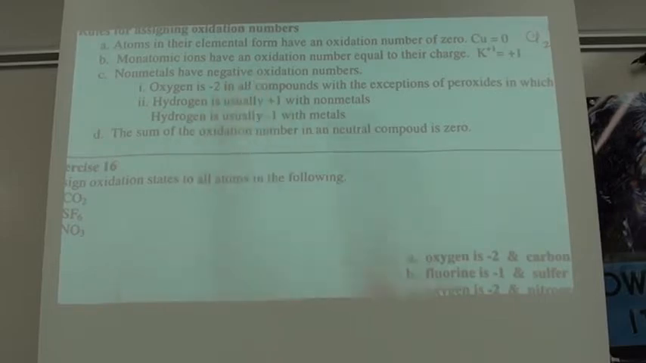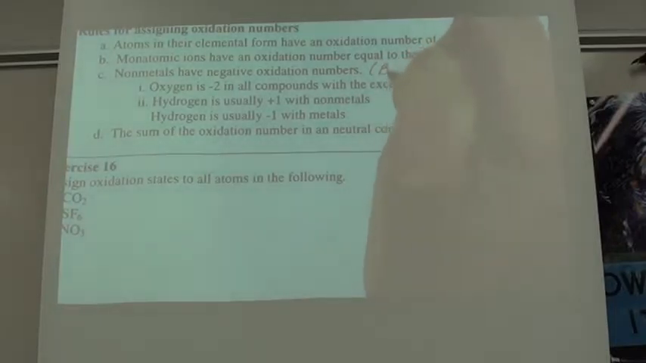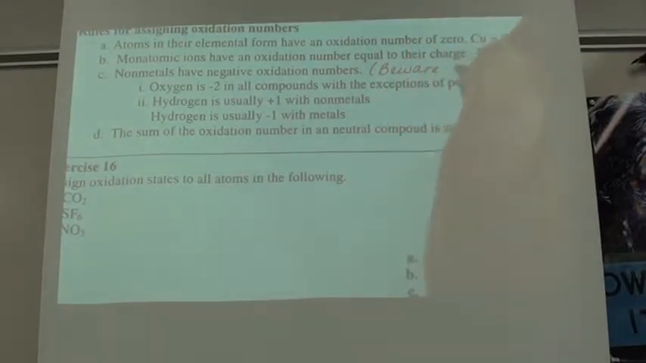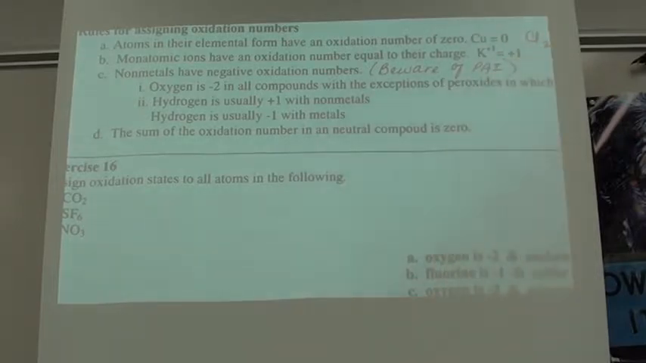Nonmetals have negative oxidation numbers. That's true, but boy, you need to write yourself a note. Beware of polyatomic ions. Polyatomic ions are 2 covalently bonded nonmetals that have a charge. We will find that the nonmetals in a polyatomic ion can have a positive charge.